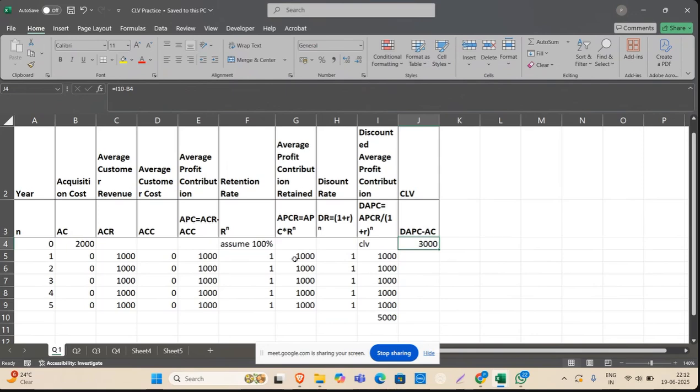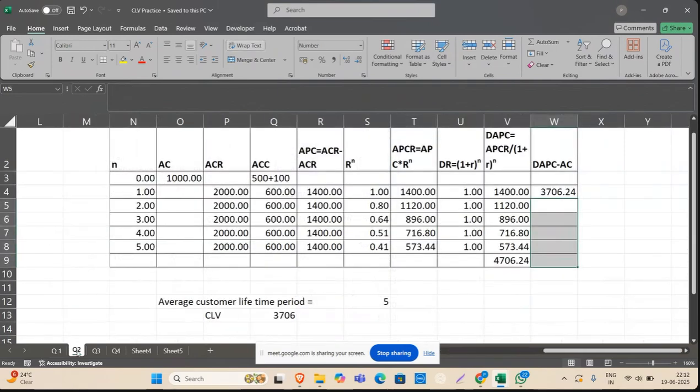And then CLV, like the total of discounted average profit contribution. DAPC's total is 5000. From that, you have to deduct the acquisition cost, which is 2000. So then you will get the CLV as 3000. So I hope the first question is clear for all. So the next.